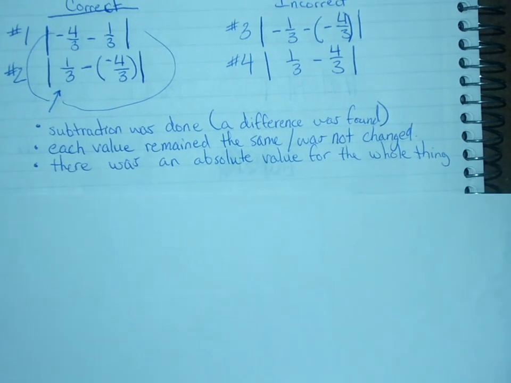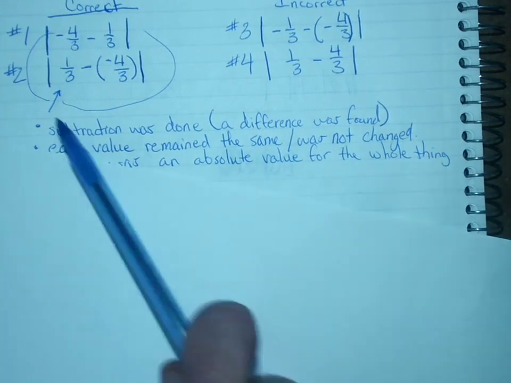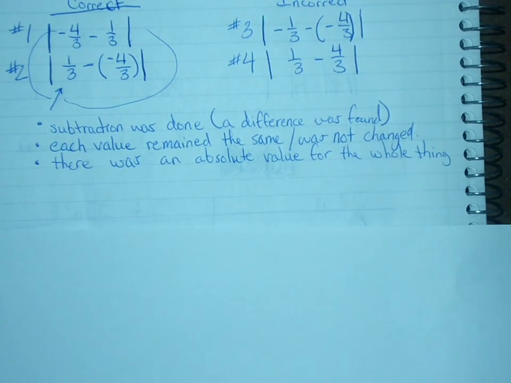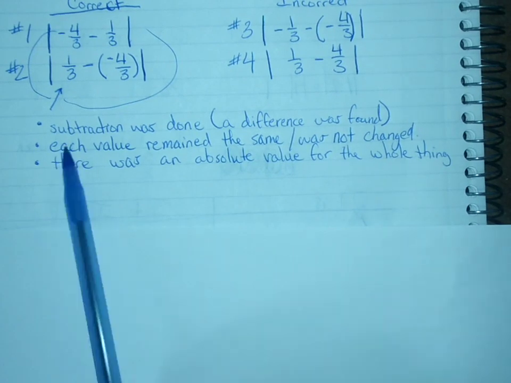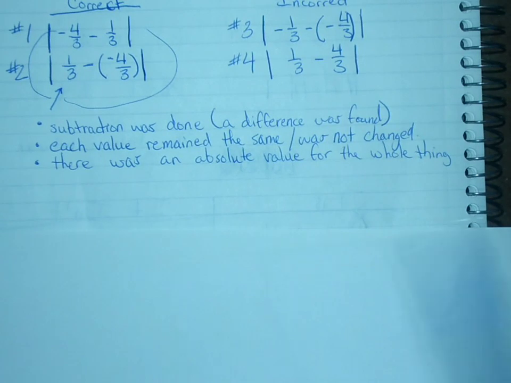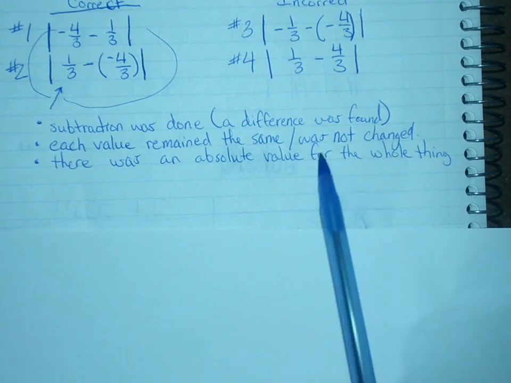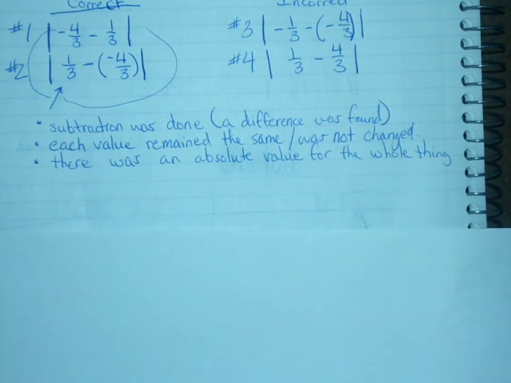First rule, subtraction was done. Why are these right? Because subtraction was done. A difference was found. We find differences by subtracting. We want to show the distance or difference in place between two things. That shows the difference. And we use subtraction to do that. So you have to have subtraction in all of them.